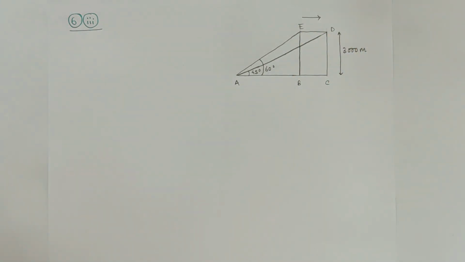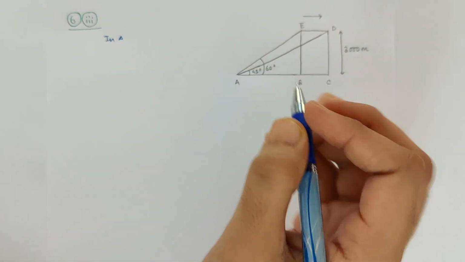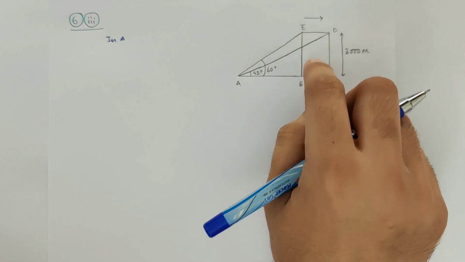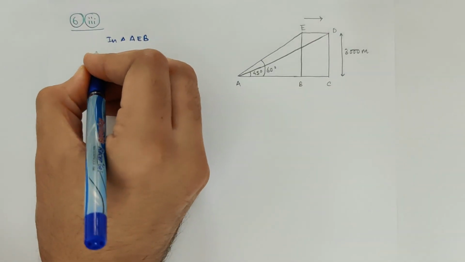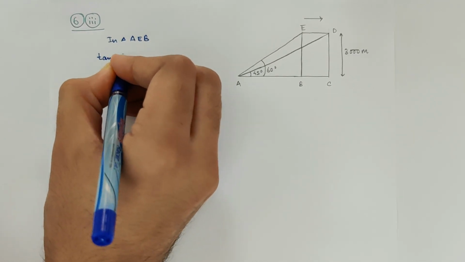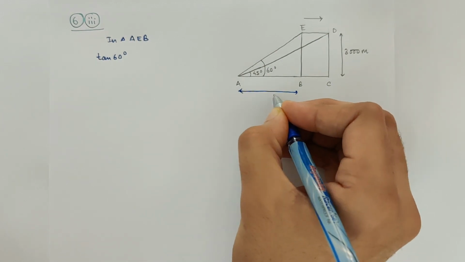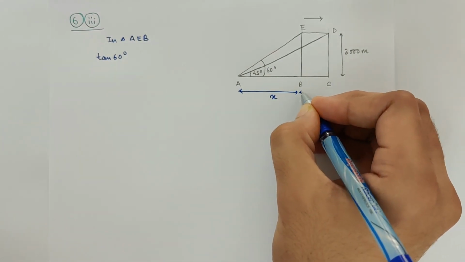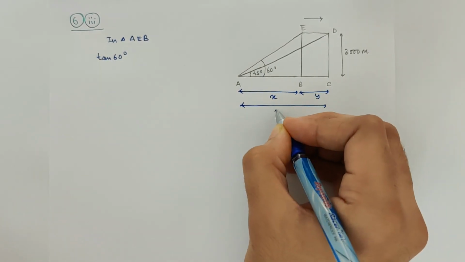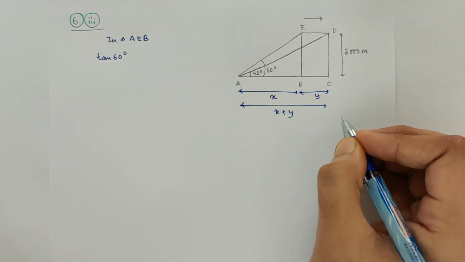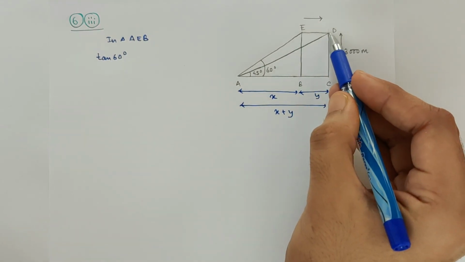So let's start solving. First, in triangle AEB, we will have tan 60 degree. First of all, let's say the distance from A to B is X. The distance from B to C is Y. So the total distance will be X plus Y. We basically have to find Y over here, the distance between E and D.